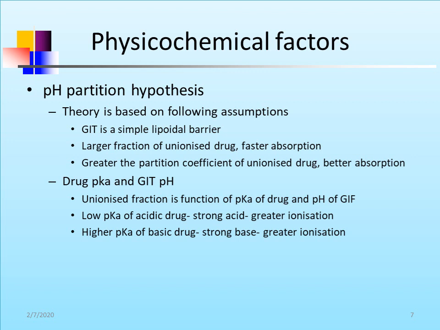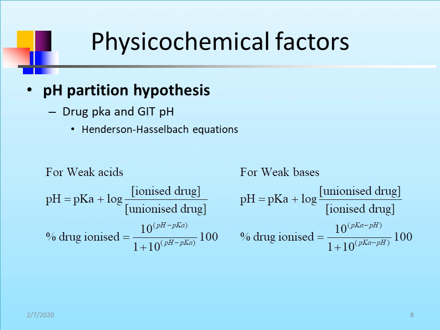Let us understand these concepts by using the Henderson-Hasselbalch equation. According to the Henderson-Hasselbalch equation, for acids, pH is equal to pK plus log of ionized drug divided by unionized drug. For bases, pH is equal to pK plus log of unionized drug divided by ionized drug. With the help of these equations, it is possible to get an idea about the ionization of acidic drugs as well as basic drugs.